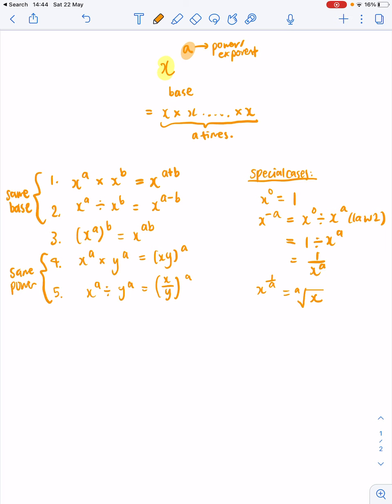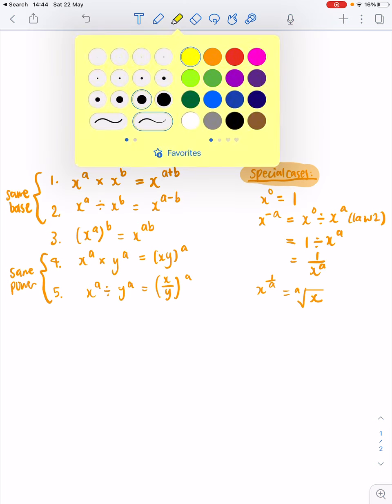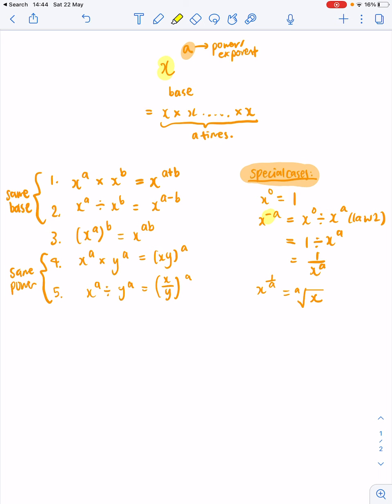Now, some special cases that you need to be aware of. Firstly, anything to the power of 0 is 1. Secondly, x to the power of negative a is just the same as removing that negative sign here and taking the reciprocal. So it's 1 over x to the power of a.